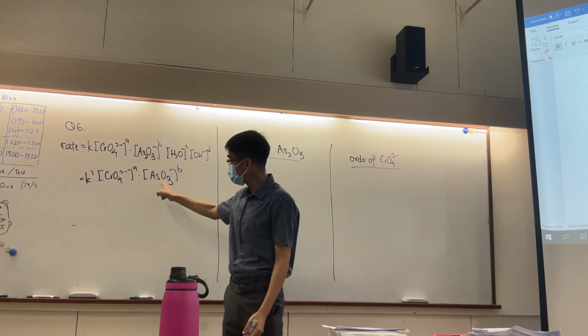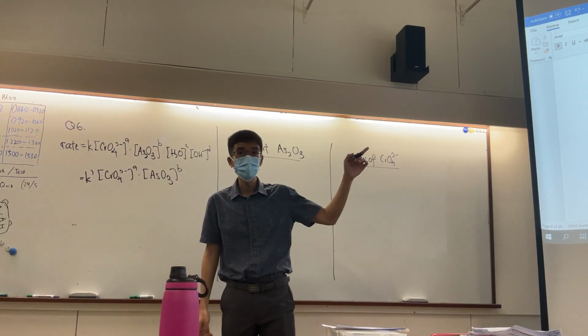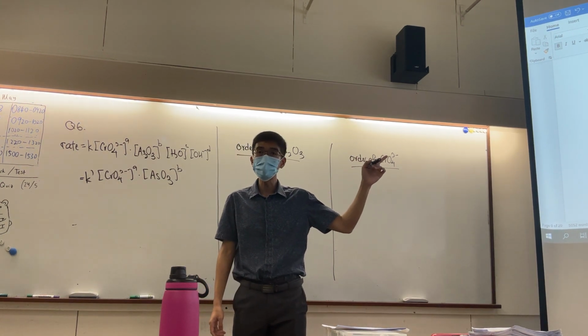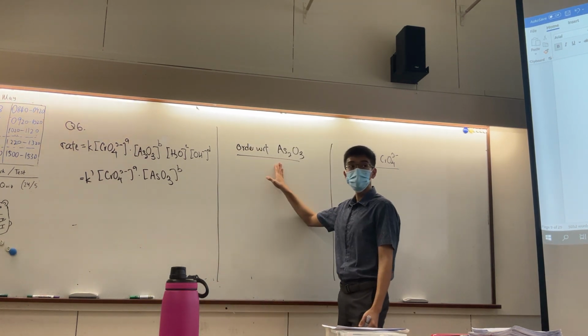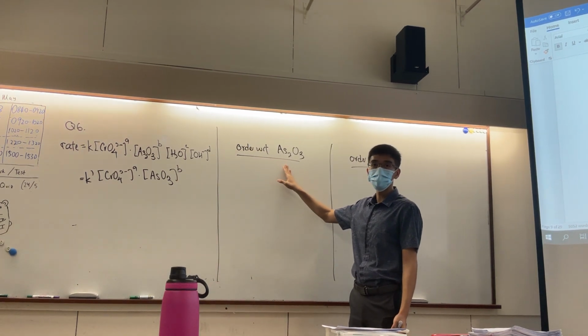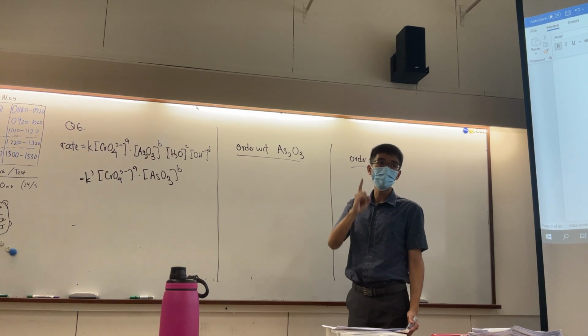I want this one to change, but I want this one to remain constant. Do I only look at one experiment, or do I look at both experiments? One only. That's why, in order to find order with respect to As2O3, am I using the continuous method, or am I using the initial rate method?